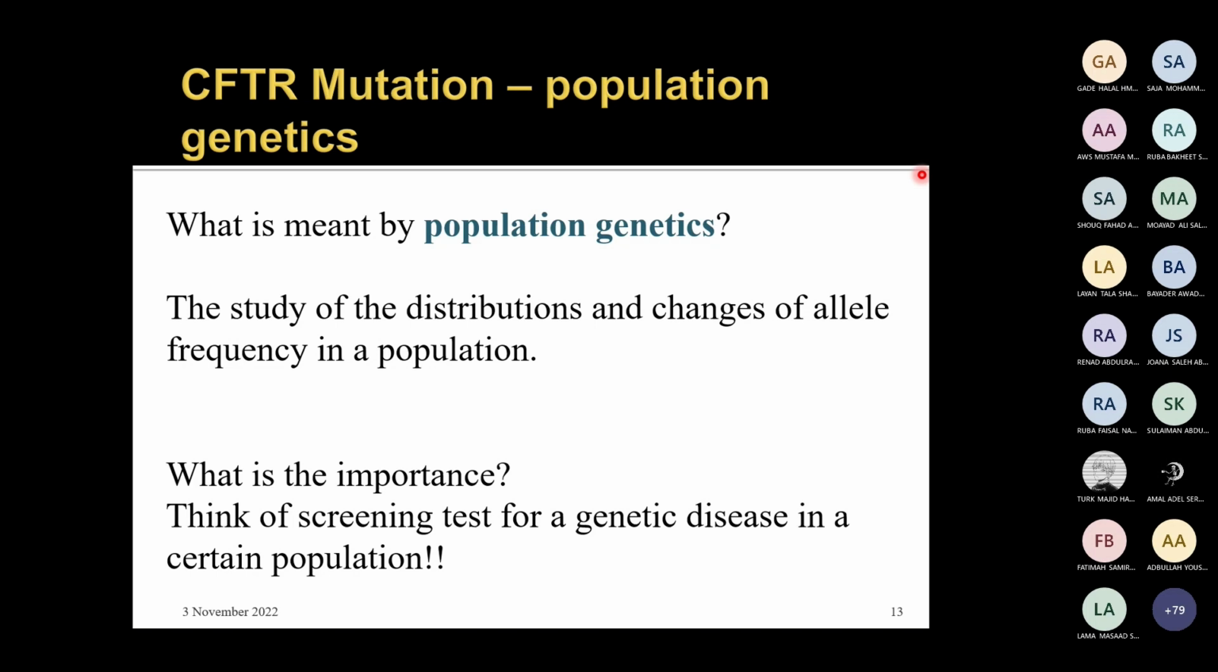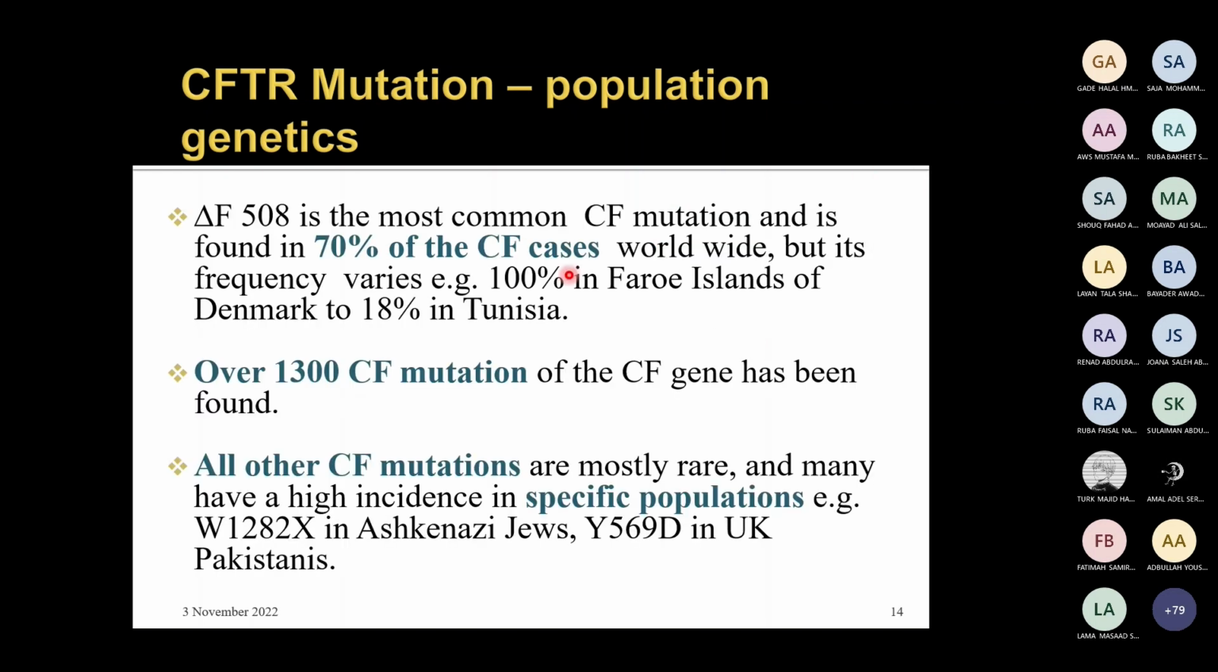Think about screening tests for genetic diseases. We know now that not a single genetic aberration results in a disease. Some diseases, like cystic fibrosis, can result from up to 1,300 mutation types. However, population genetics tells me that the delta F508 mutation happens in 70% of cystic fibrosis cases.